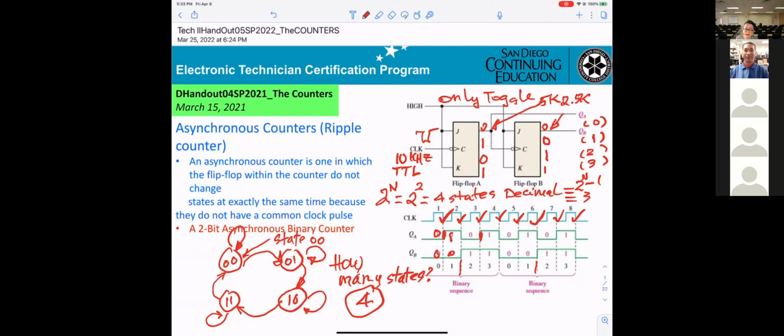And you can also say this is the frequency divider. The first one divides by 2, and the second one divides by 4. That divides by 2, and that will be divided by 4. That means you take 10K, you divide by 4, and you get 2.5 kilohertz.